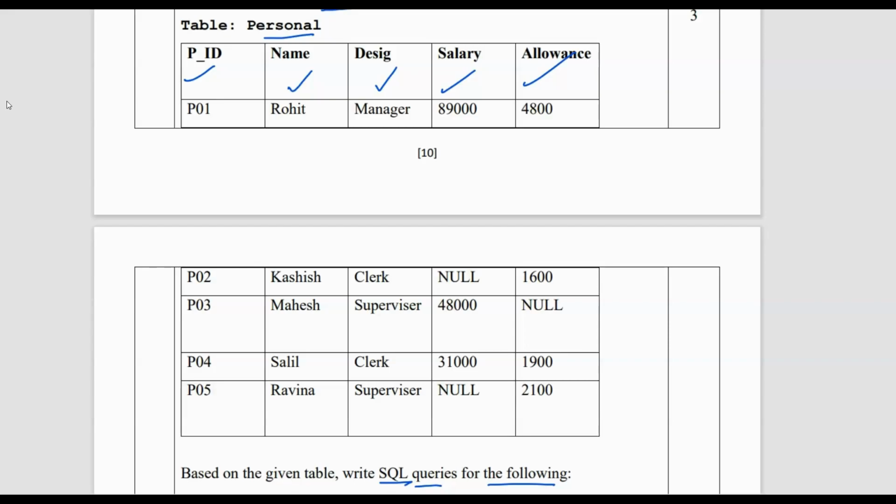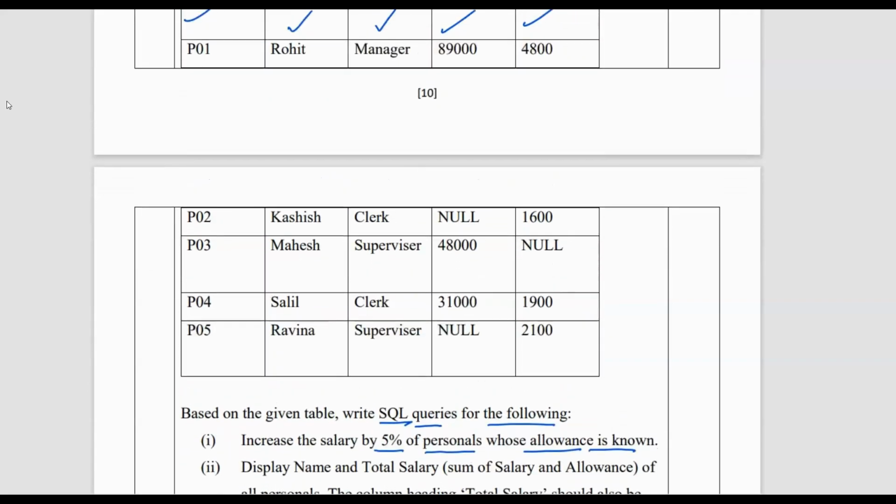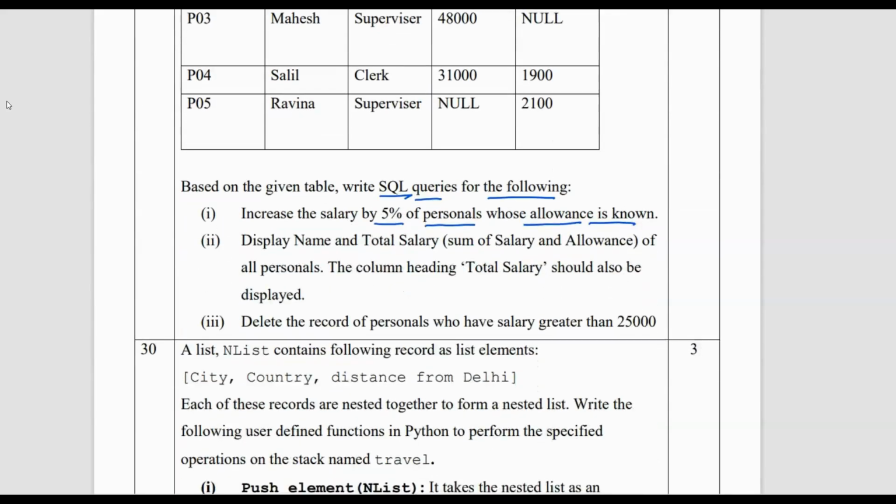4,800 for P01, for P02 it is 1,600, and for P03 it is missing. So you should update it only for the persons who have the allowance, so not for P03. You should understand the concept first, so let us write the command for this.